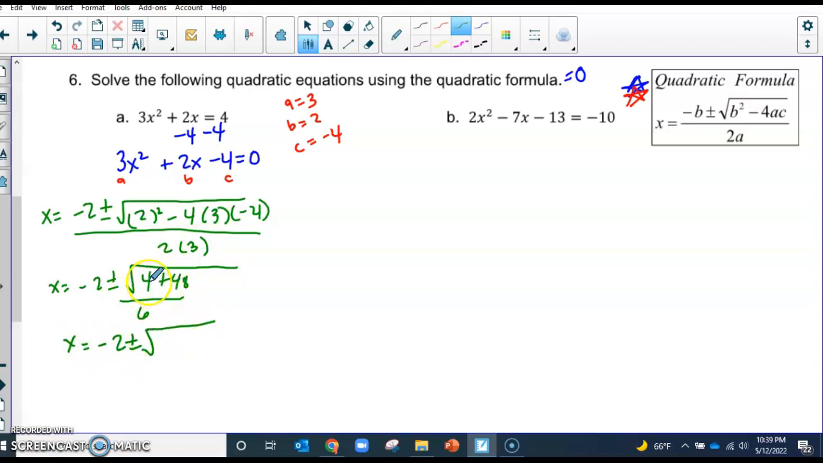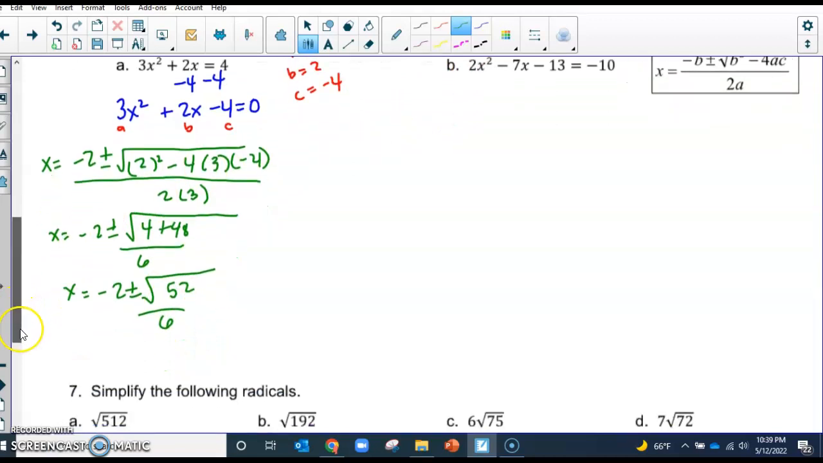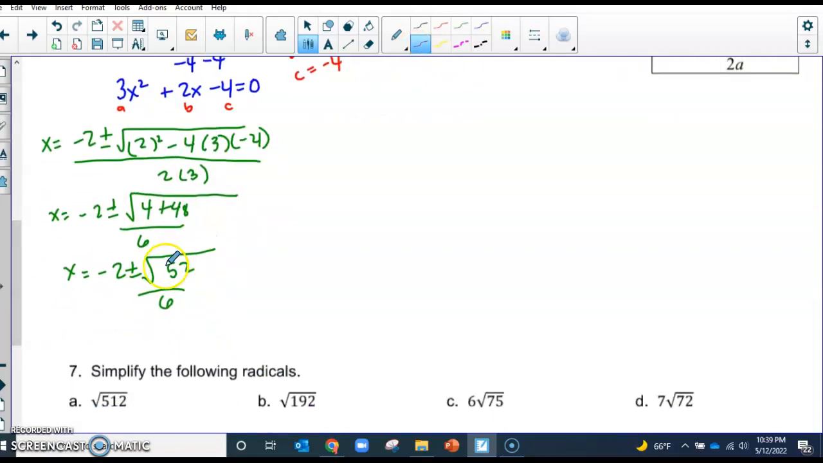Here, I'm looking at 4 plus 48 is 52. Square root of 52 is not a perfect square, so I am going to plug that into my calculator and get a decimal of 7.21. At this point, I am breaking my equation down into 2 parts. I've got x equals negative 2 plus 7.21. Remember, I've got that plus and minus. That's where my 2 equations are coming from.